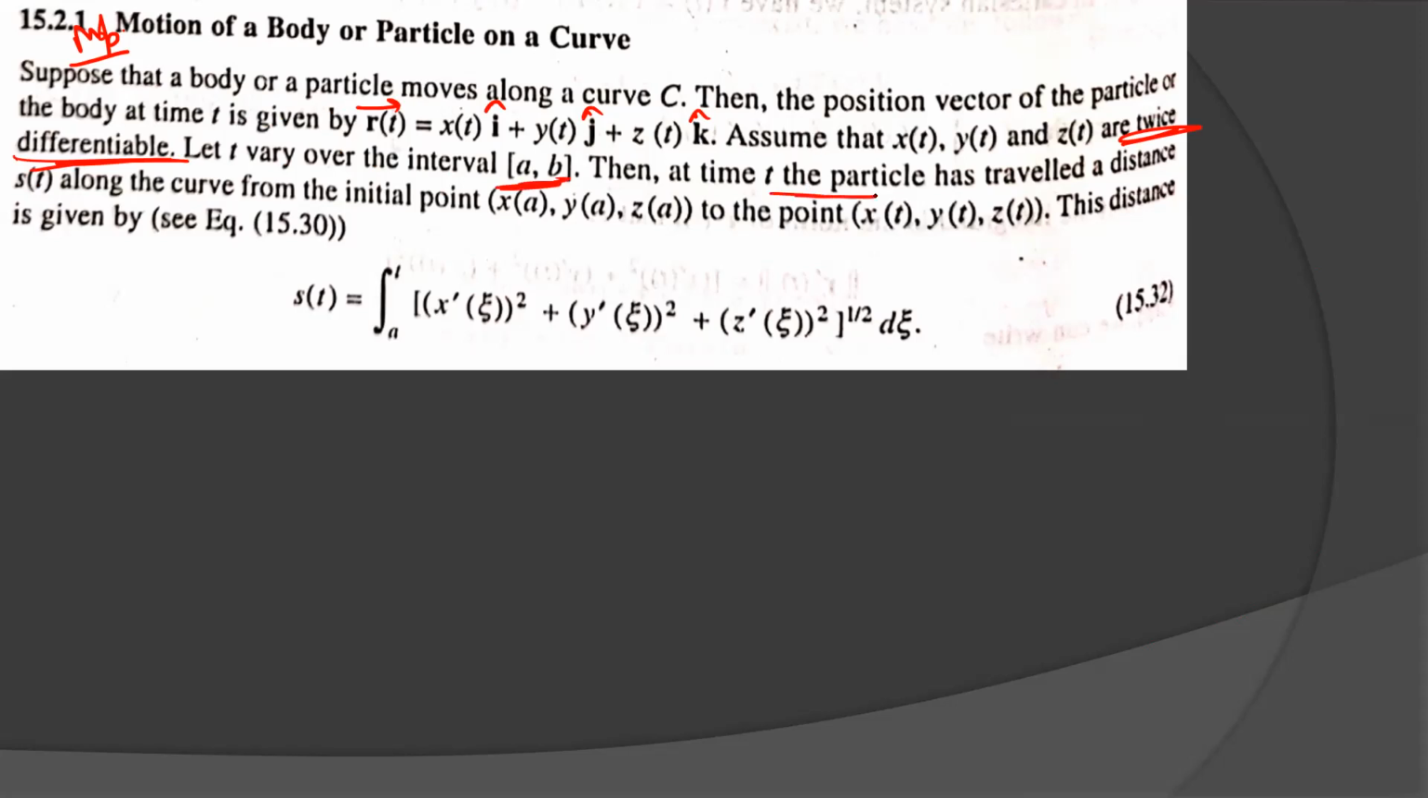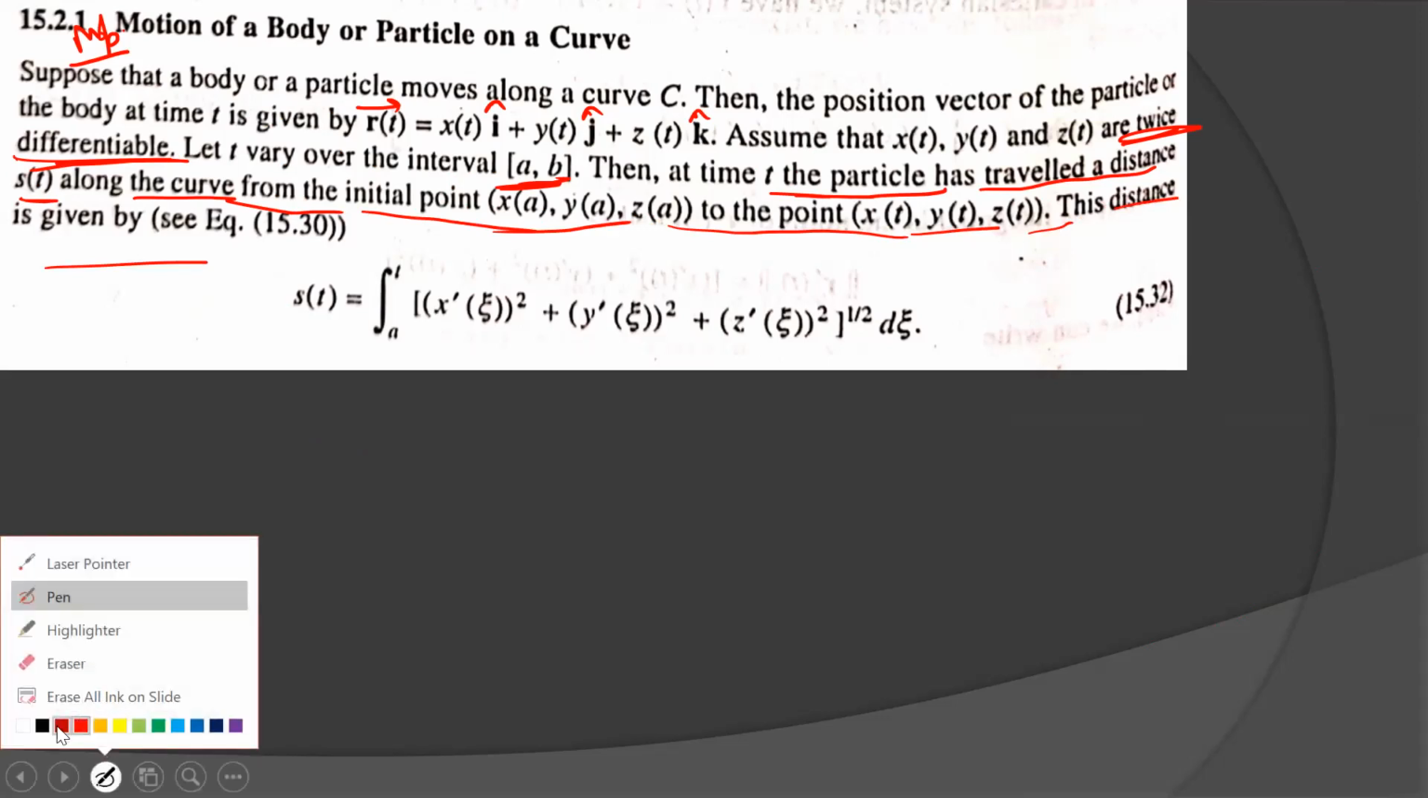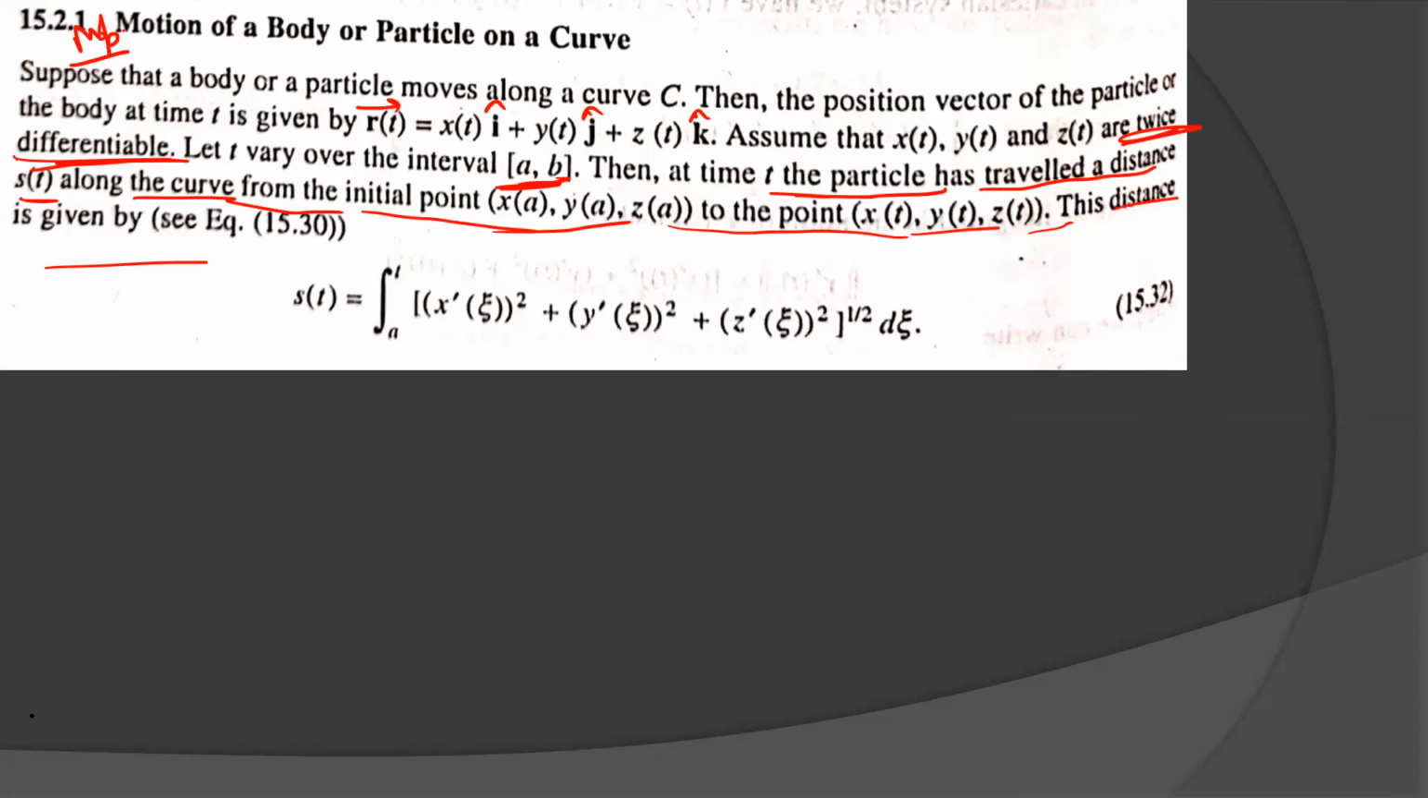Then at time t, the particle has a distance traveled s(t) along the curve C from the initial point (x(a), y(a), z(a)) to the point (x(t), y(t), z(t)). The distance is given by... We know that distance is velocity into time, or you can write ds by dt is equal to v.